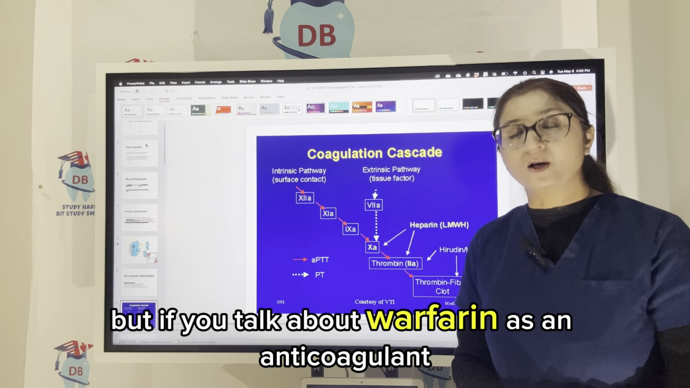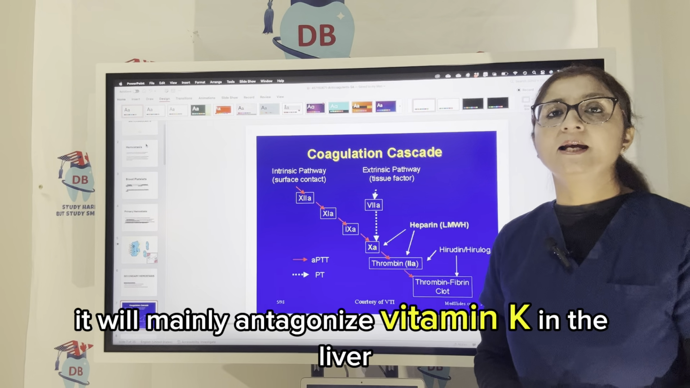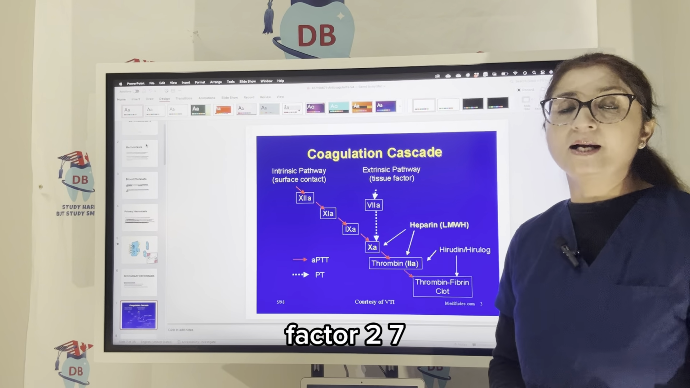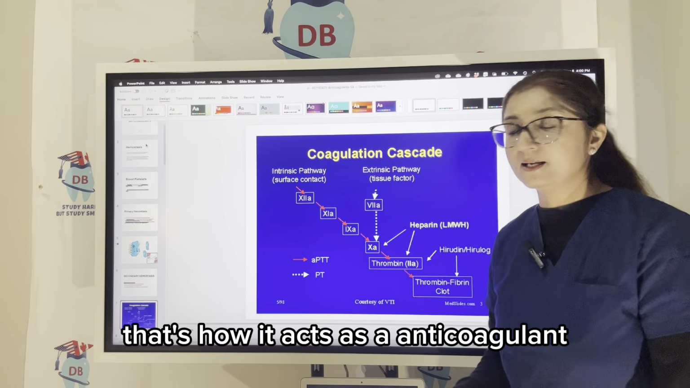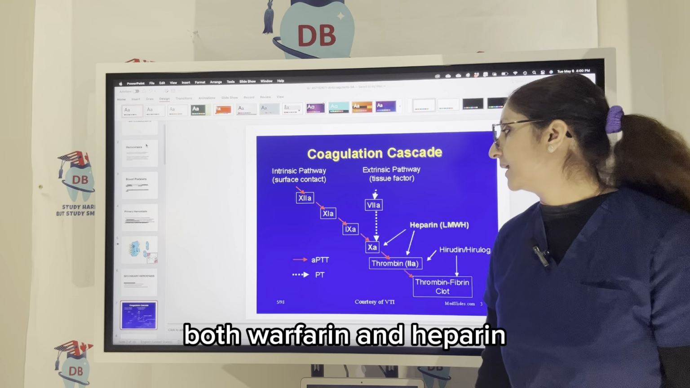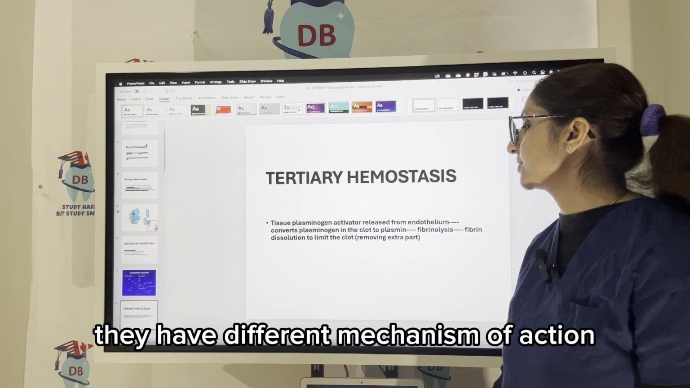But if we talk about warfarin as an anticoagulant, it will mainly antagonize vitamin K in the liver. Factors 2, 7, 9, 10 are not synthesized in the liver. So that's how it acts as an anticoagulant. Both warfarin and heparin have different mechanisms of action.